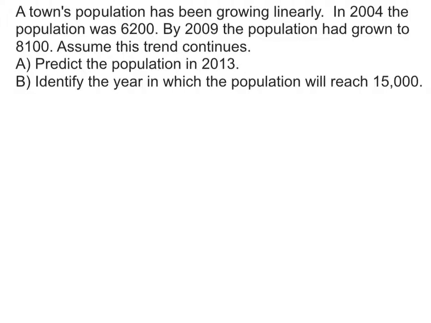The town's population has been growing linearly. In 2004, the population was 6,200, and by 2009, the population had grown to 8,100. Assume this trend continues. I need to predict the population and then identify the year in which the amount of people will be 15,000. So the first thing we need to do is talk about the input.